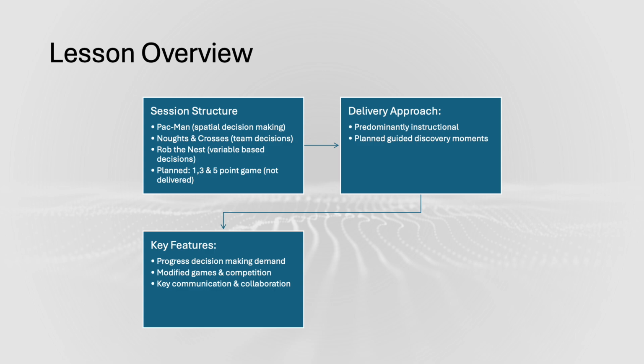The session then progressed into noughts and crosses, which shifted decision making into a team-based context. Students were required to communicate, plan collaboratively, and consider both attacking and defensive decisions in order to achieve success. This was then followed by Rob the Nest, where the complexity of decision making increased further through the introduction of multiple variables. Pupils had to decide which equipment to prioritise, when to collect or defend resources, and how to adapt their strategy in response to opponents.